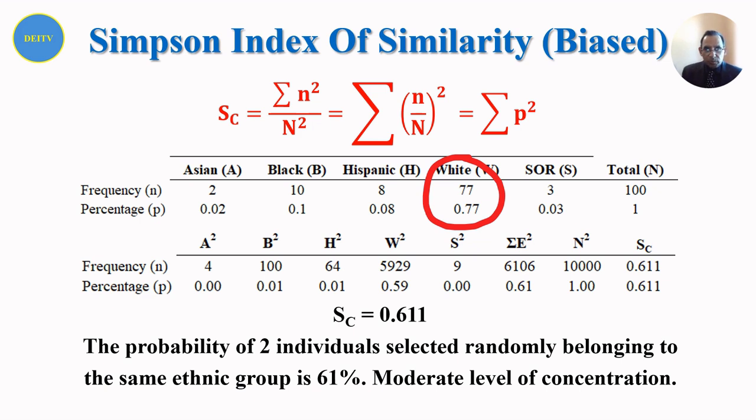In this example, the Simpson Concentration Index is 0.611, which basically is interpreted as the probability of 2 individuals selected randomly belonging to the same group is 61%, and it also shows a moderate level of concentration.